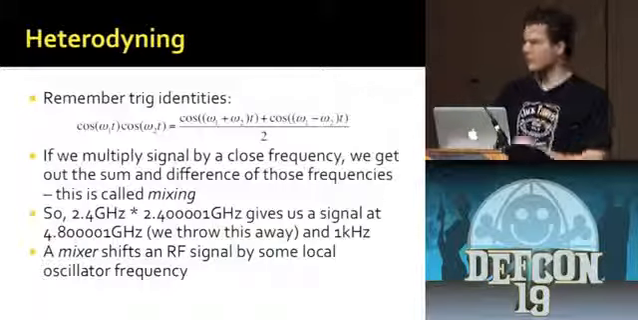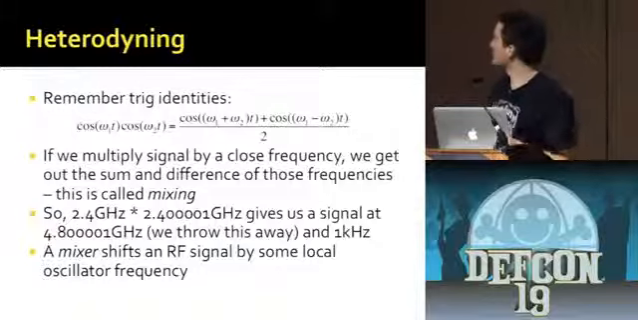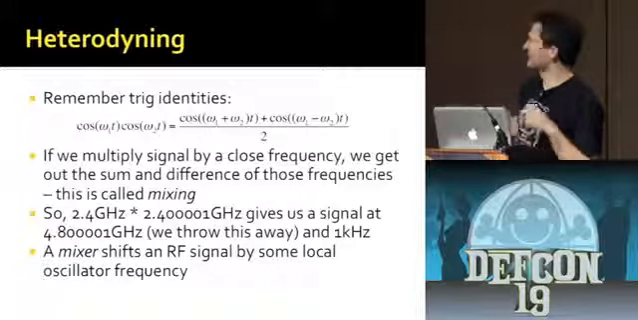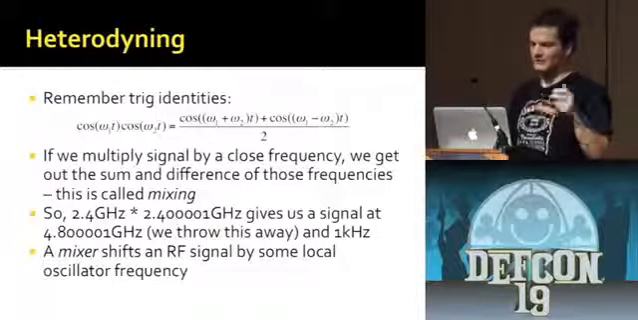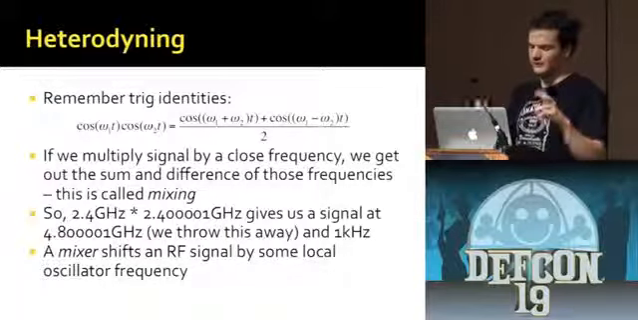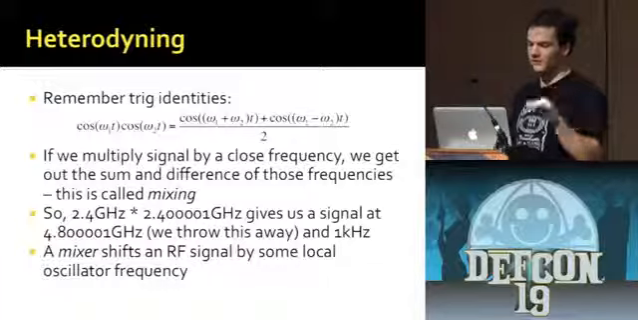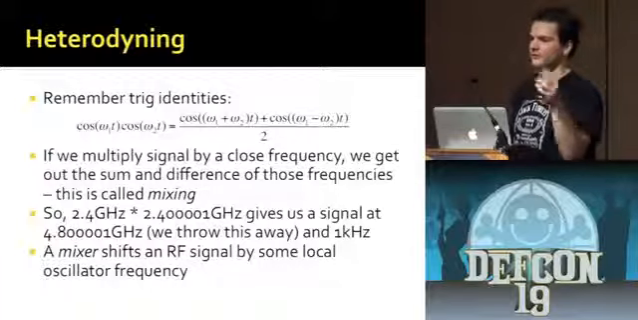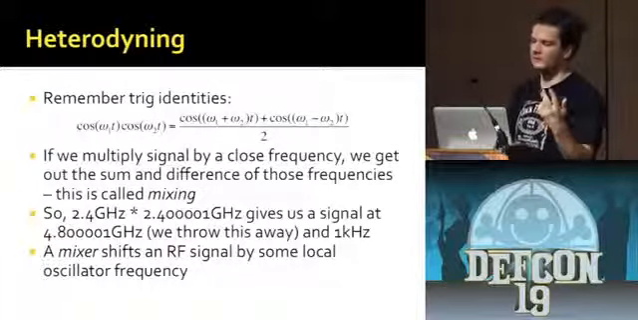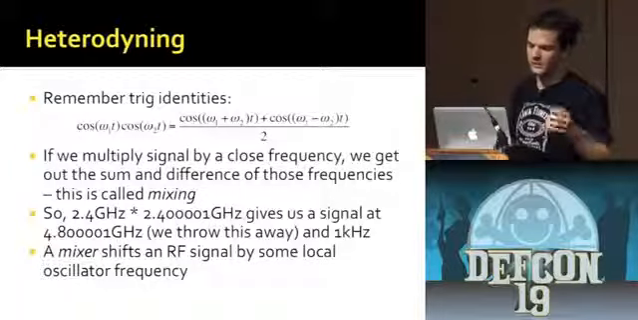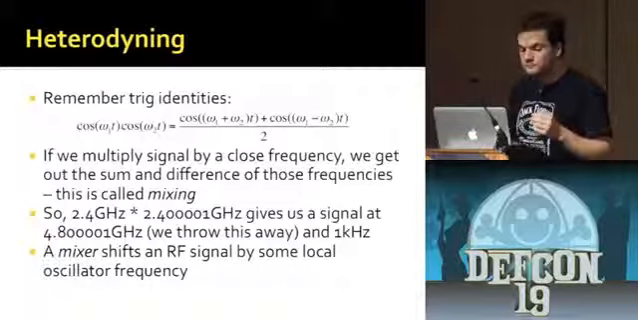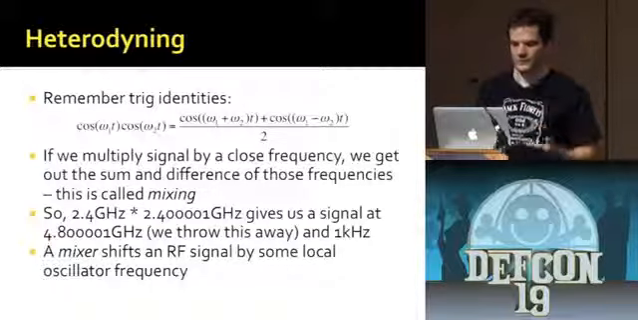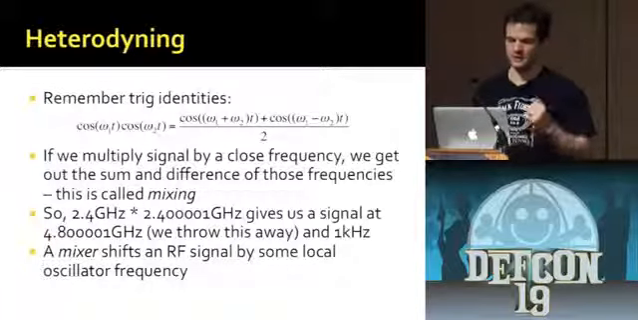The way this works is there's a little more math here. The trig identity that I'm looking at is the product-to-sum rule. Basically, if you multiply two sine waves at two different frequencies, what you get out is the sum of the two frequencies and the difference of the two frequencies. And you lose half the power basically in the process of doing that, because the two signals are halved. So what this is called is mixing.